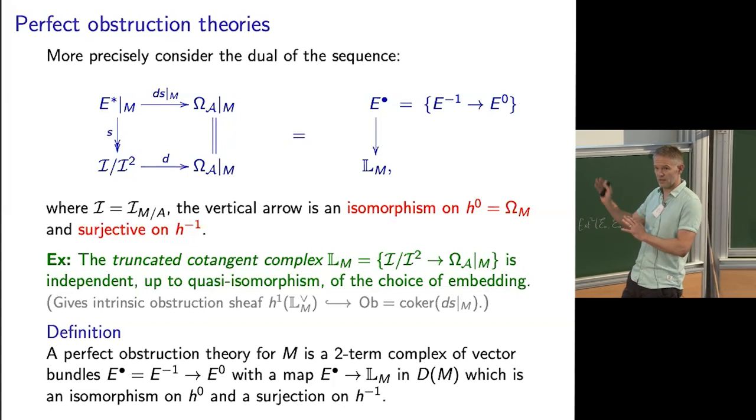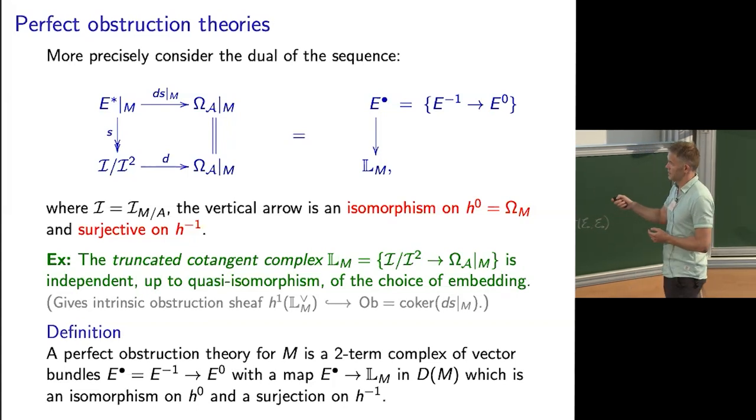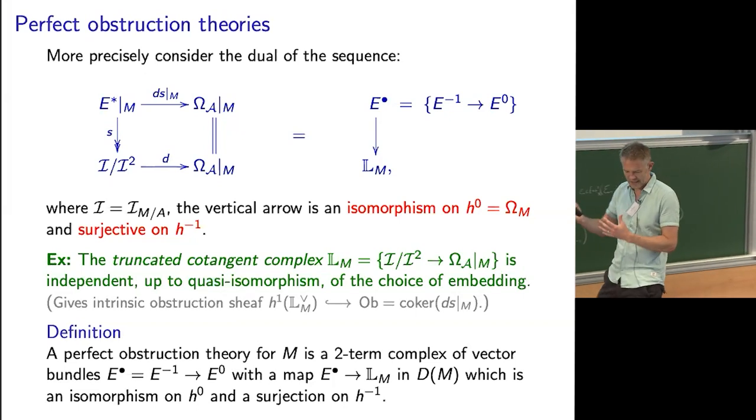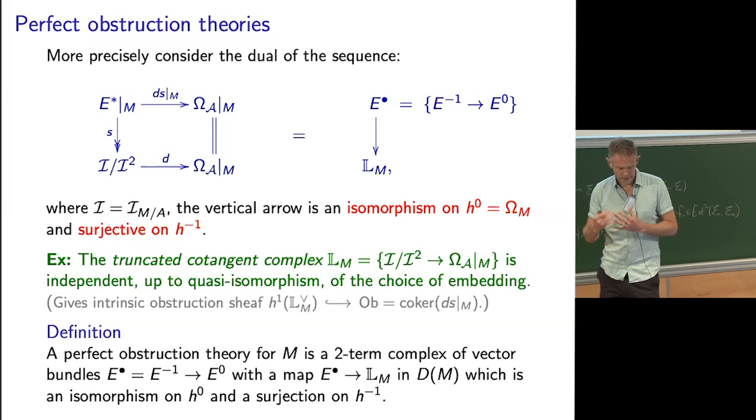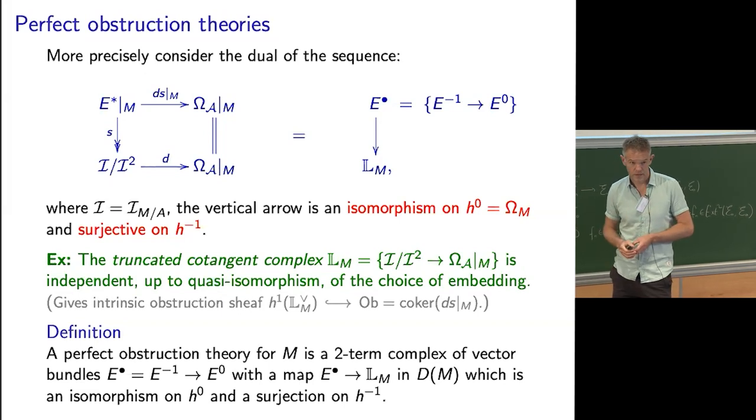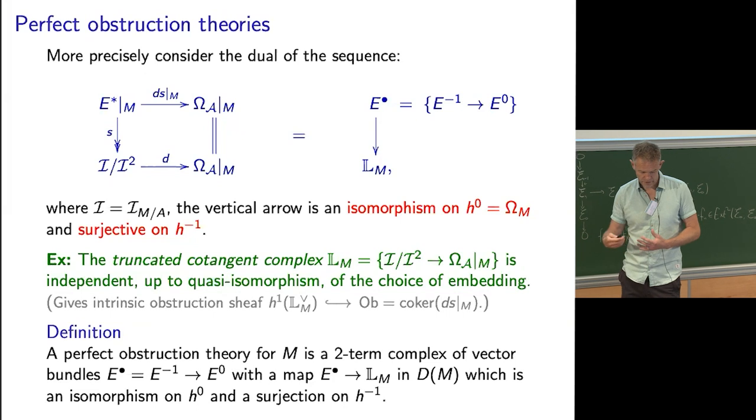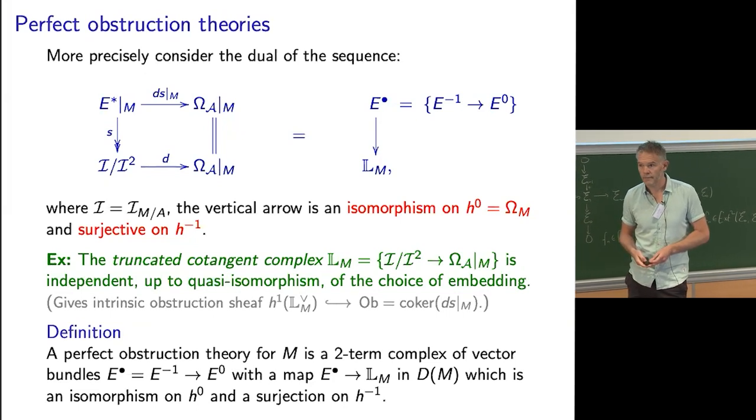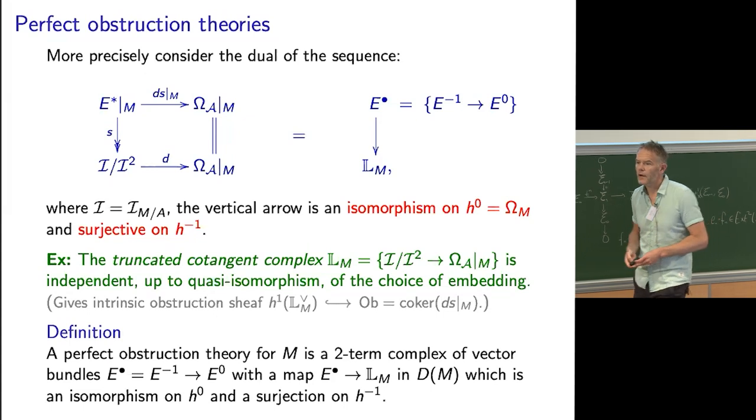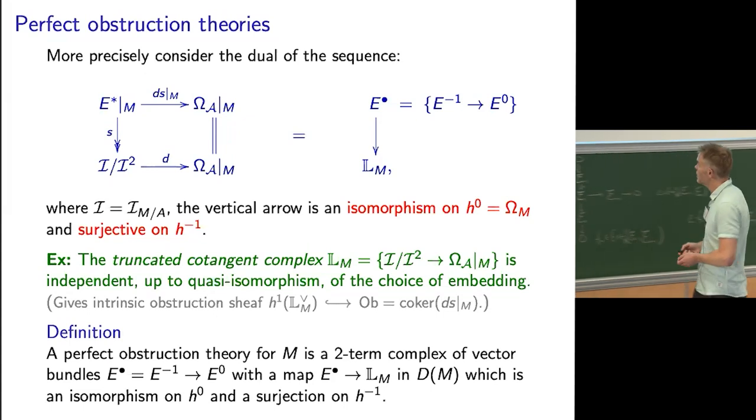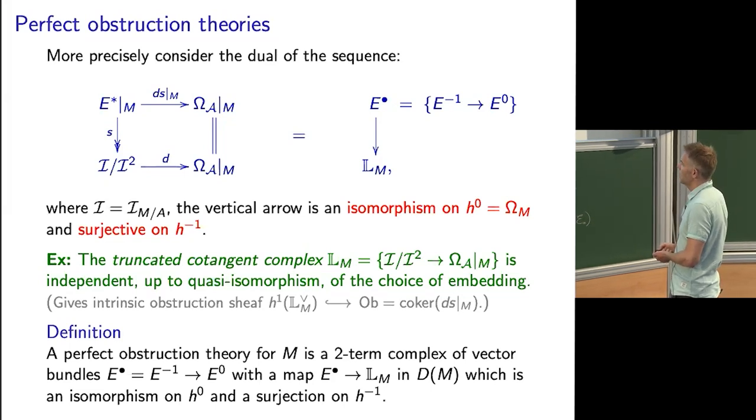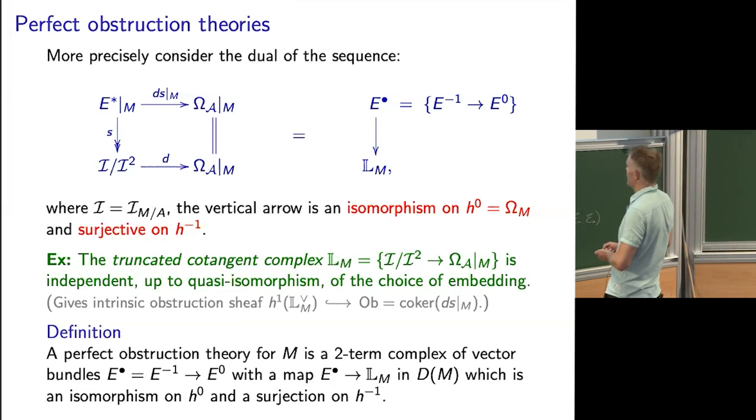So it really is a very usable, easy definition. To understand it, you should just understand it as being the linearization of the fantasy on the previous slide, or the linearization around M. Any questions? Yeah. The map from E dot to LM, does this have to really come from a morphism of chain complexes? No. It's really just a map in the derived category.